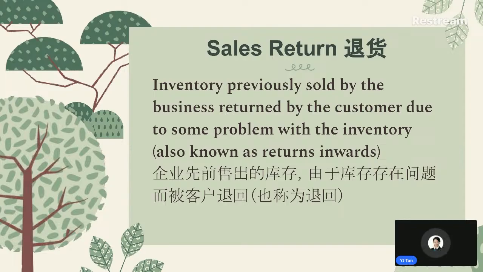And then the same vice versa. When you sell something, there is sales return: the inventory previously sold by the business and returned by the customer due to some problem with the inventory, also known as returns inwards. Earlier, when you do the sales, the goods go out to your buyer. The buyer may at some point decide to return the goods to you and you agree, you accept the goods, which is the inventory, and it is considered inwards because the goods are coming back into your inventory.